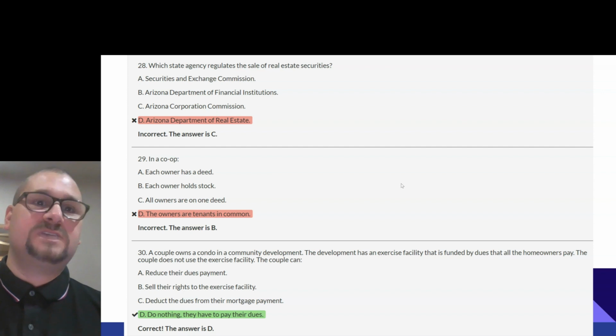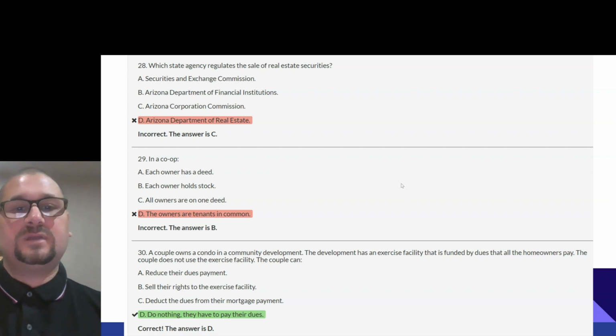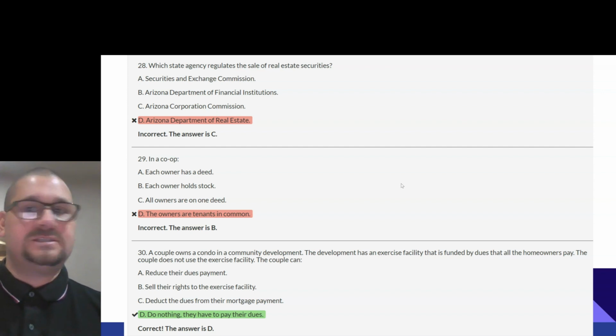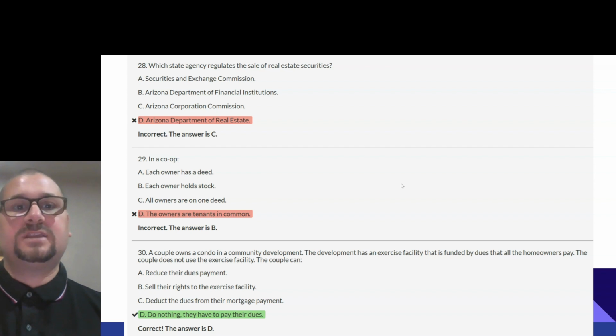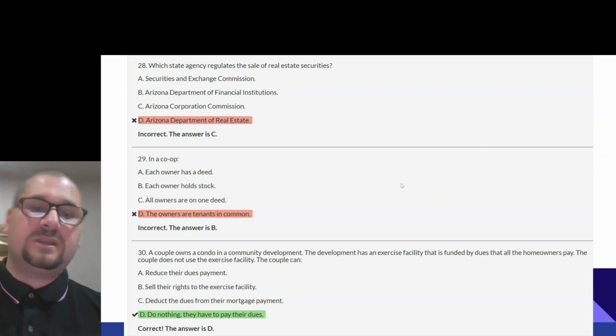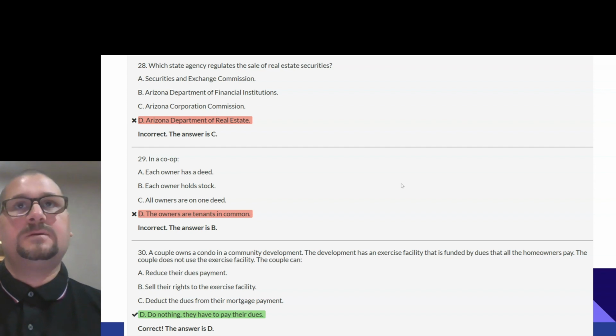So say you own a condo in a community development and there's a facility there, and you don't want to pay the bills because you don't ever use that facility. Can you opt out? No, you can't do anything about it. You still got to pay your dues, because at any given time, you can still use it. Can you reduce your dues payment? No. Can you sell your rights to the exercise facility? No. Can you deduct the dues from your mortgage payment? No.